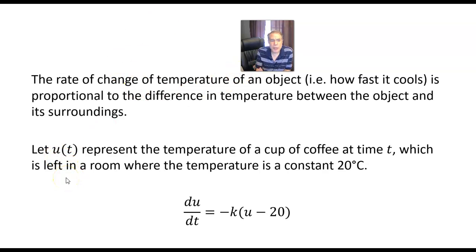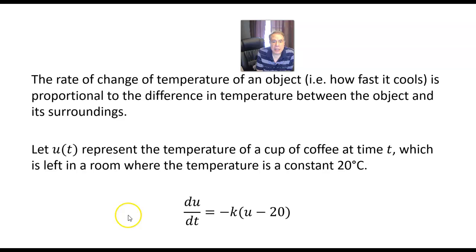So to model this with a differential equation, I'm going to use t to stand for time. And since I've already used the letter t for time, I can't use t for temperature. So let me go one letter ahead and use u for temperature. So u is going to be a function of t, the dependent variable that depends on t. So u of t represents the temperature of the cup of coffee at time t, which is left in a room where the temperature is a constant 20 degrees Celsius. I could do temperatures in Celsius or Fahrenheit or Kelvin, but we'll just do Celsius.